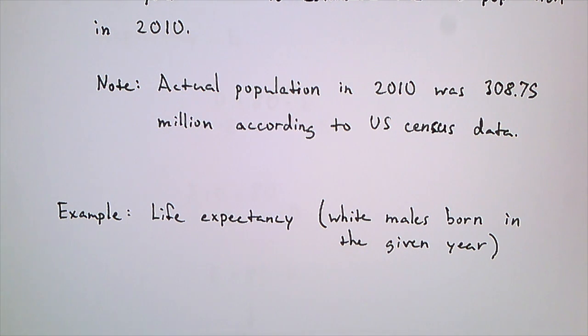In the second video, we will continue section 4.4, modeling nearly exponential data, with an example that requires a little bit more work than the last one. And in the second example, we're going to be looking at life expectancy, and specifically this data comes from white males born in the given year.